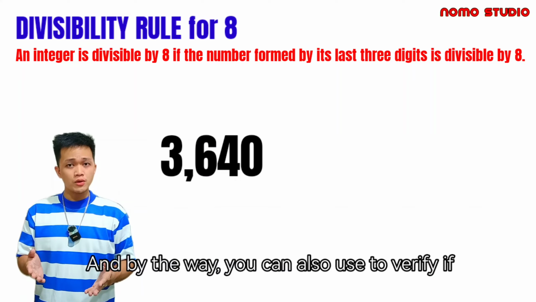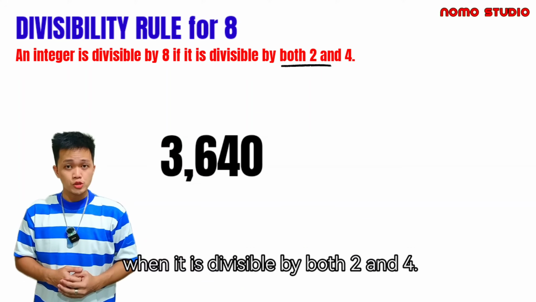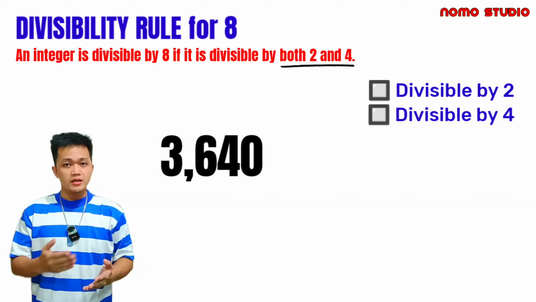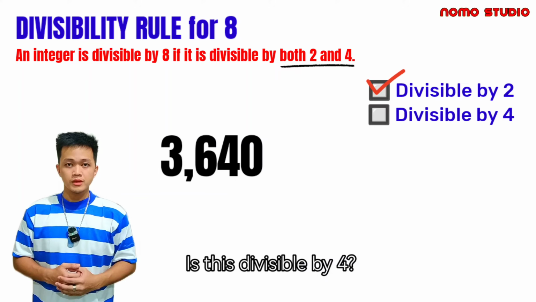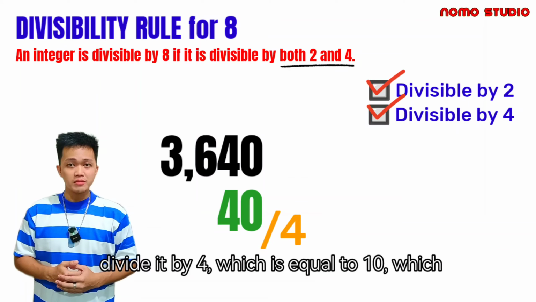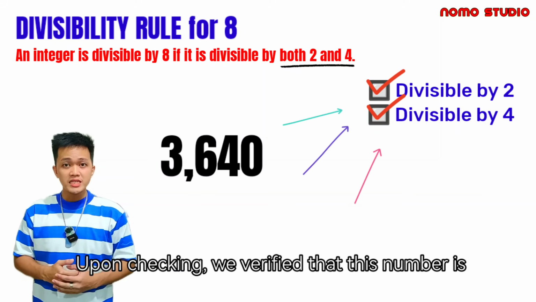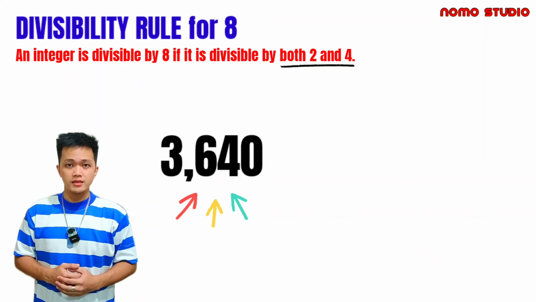And by the way, you can also verify if it is divisible by 8 kapag divisible din siya by both 2 and 4. If it is so, then it is divisible by 8. This is divisible by 2 since the last digit is 0. Is this divisible by 4? Yes, since if we take the last 2 digits and divide it by 4, which is equal to 10, which means this is divisible by 4. Upon checking, we verified that this number is divisible by both 2 and 4. Therefore, this is also divisible by 8.